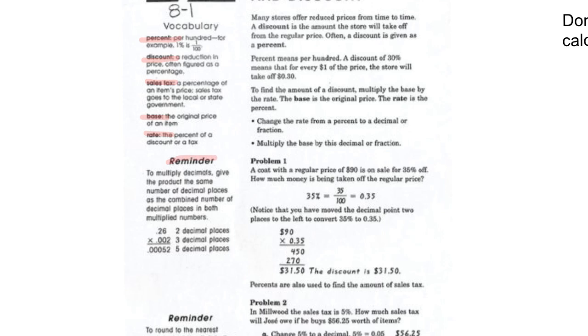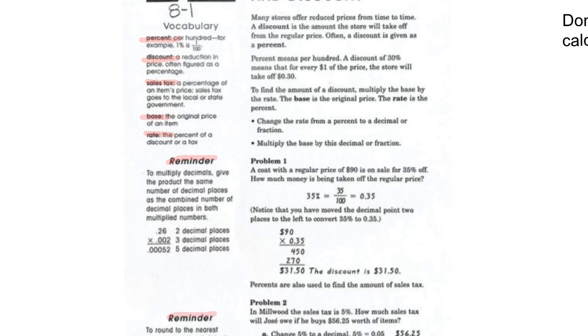Reminder, to multiply decimals, give the product the same number of decimal places as the combined number of decimal places in both multiplied numbers. So you have 26 hundredths, which has 2 decimal places. You have 2 thousandths, which has 3 decimal places. So when you multiply it, you get 5,200 hundred-thousandths, which has 5 decimal places.